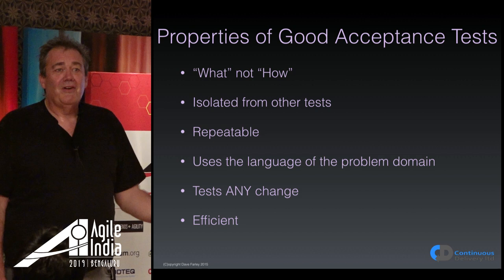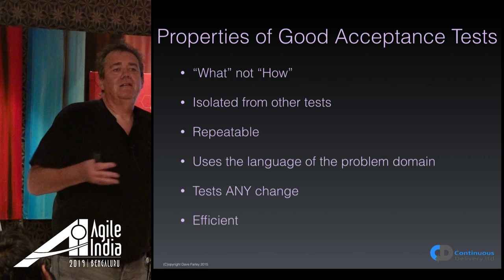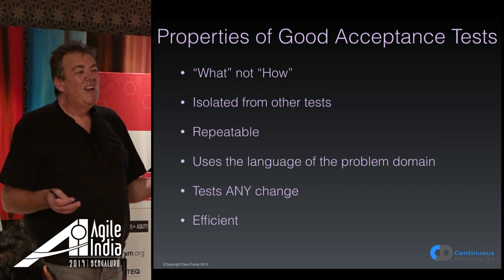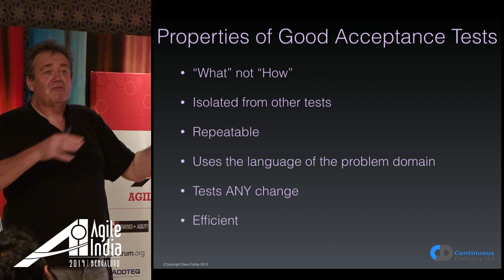So you can parse the different kinds of test. One of the things that lots of people talk about is the test pyramid. I'm not a big fan of the test pyramid because you don't get enough acceptance tests in that. And maybe it changes. It depends on the nature of the software.